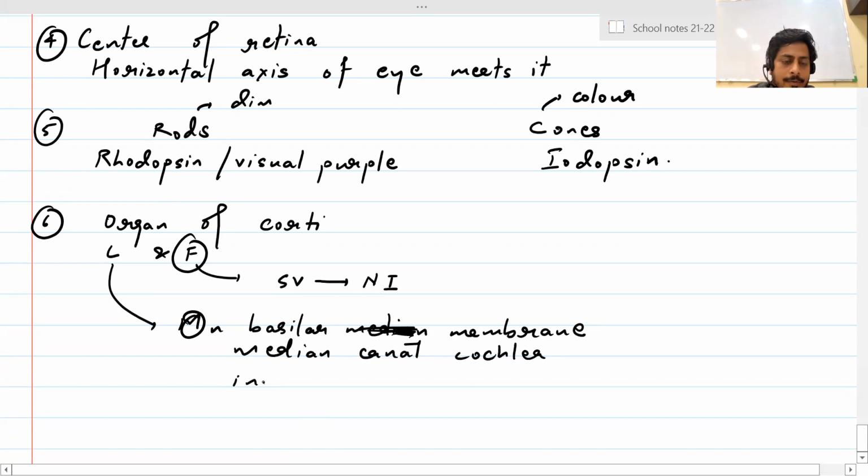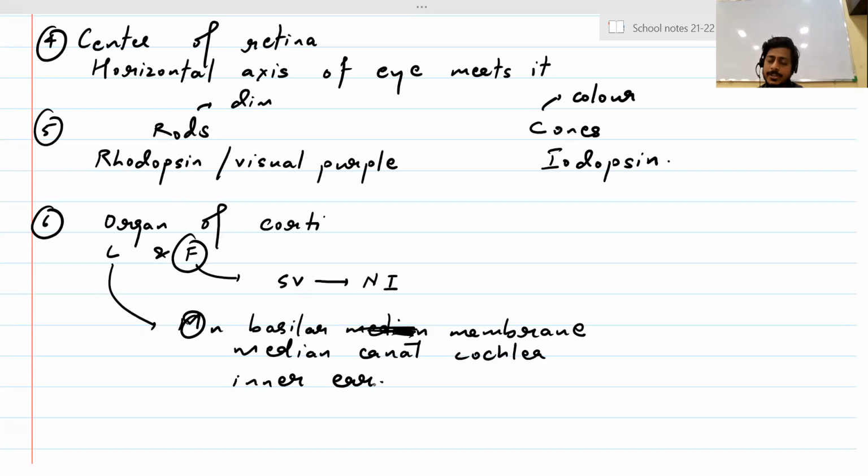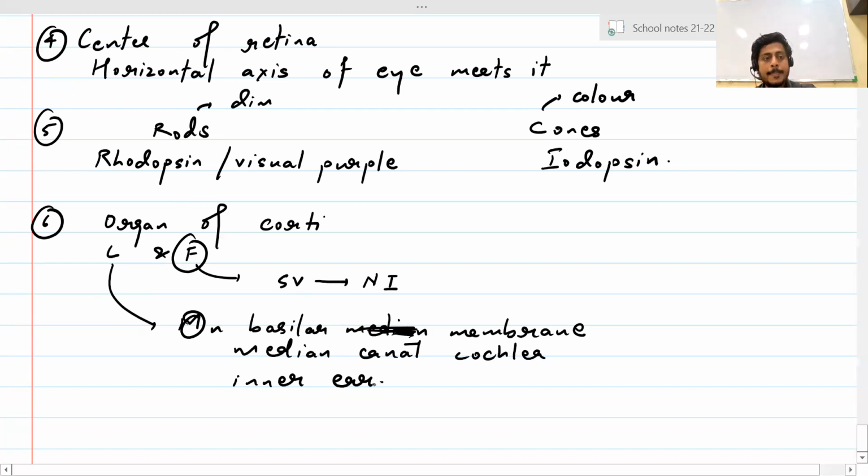Please write the entire thing. Okay. On the basilar membrane in the median canal of the cochlea in the inner ear is the location of organ of Corti, whose function is to convert the sound vibrations to nerve impulses.